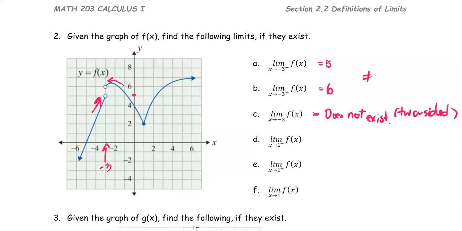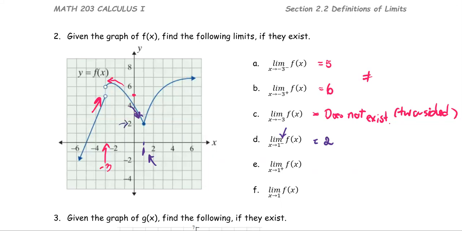Part D, we're going to find the limit of the function as x approaches 1 from the left. Now we're going to target the point 1. As x approaches 1 from the left side, with the negative sign as a superscript, we look at the graph of the function. As x approaches 1 from the left, the function value approaches the value 2.